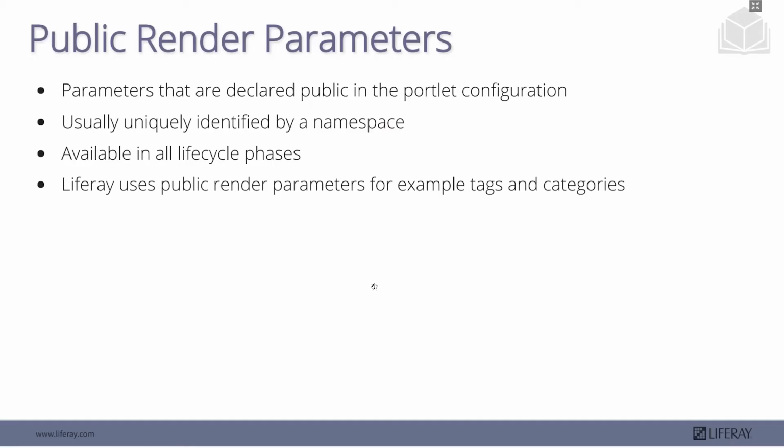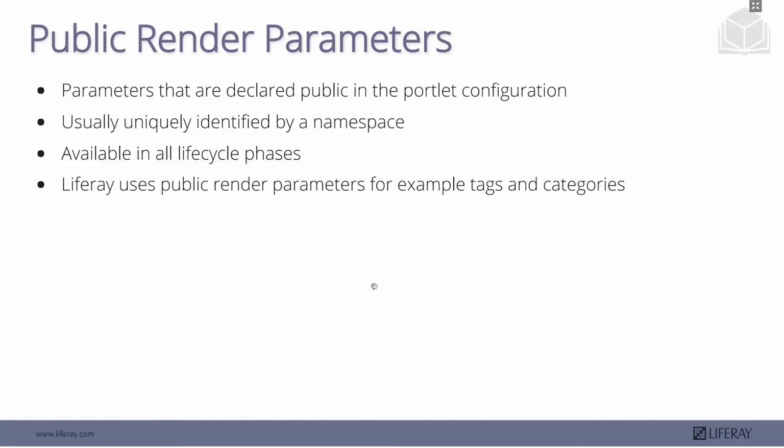When we're creating these public render parameters, they need to be uniquely identifiable via a namespace, so that we don't have all of these different parameters colliding or conflicting with each other. So it's a parameter that's public, read during the render phase, or manipulated during any of the lifecycle phases. And one of the common use cases of public render parameters within Liferay are Liferay's tags and categories, a way to add metadata to our content.